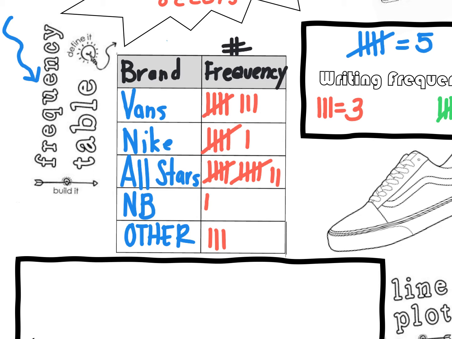So you can tell really quickly by your tick marks, your tally marks, how many students are wearing Vans or Nikes or All-Stars. Something I like to do when I am working with tally marks is I like to go on the side of the table and I like to write the actual number out just because it helps me to visualize what I'm looking at. So you notice here, I can easily see which brand of shoes is most popular.